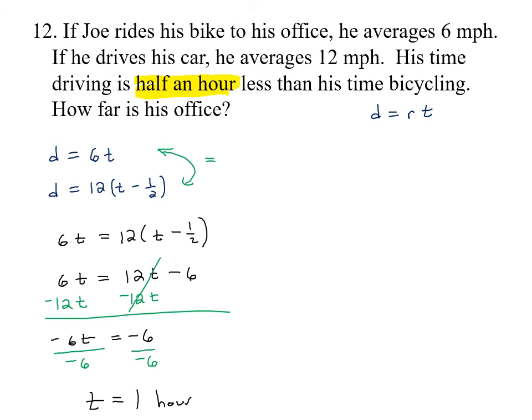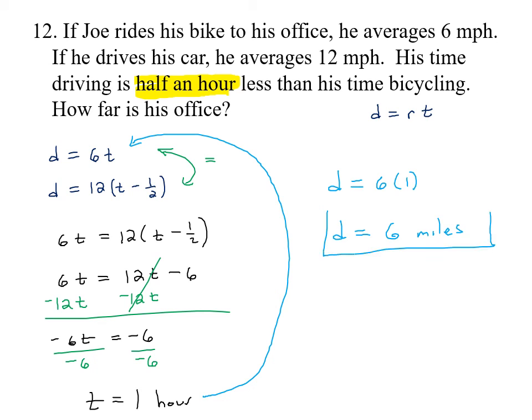That is not your answer, though, because your answer needs to say how far away his office is. You can't say his office is 1 hour away. You know, we do that a lot in Mississippi for some reason, but that's not technically legal. So what you have to do is take this value you just got and plug it back into either one of these equations. I'm just going to do the top one and say that my distance is 6 times my 1 hour. So my distance is 6 miles.